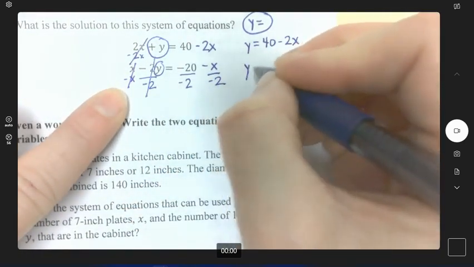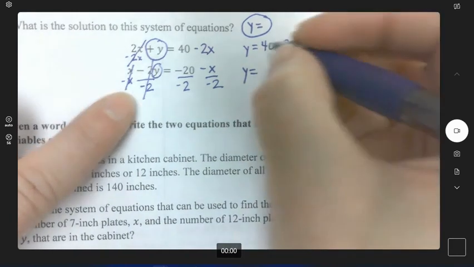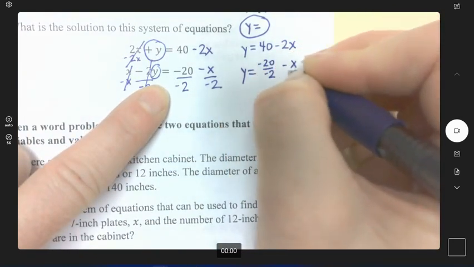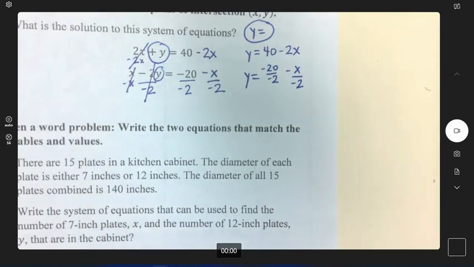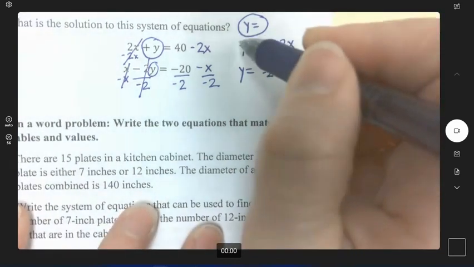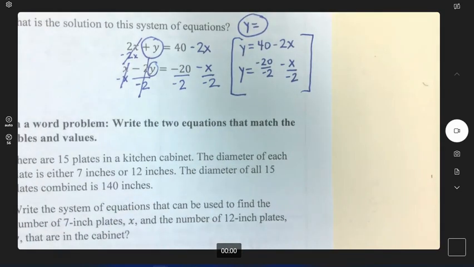So that gives us y equals, we're just going to rewrite it exactly like we see it. So negative 20 over negative 2 minus x over negative 2. So everything is being divided by negative 2. So now we have these in y equals form, and we are solving it. So a solution, remember, to a system is where they intersect. Let's use Desmos.